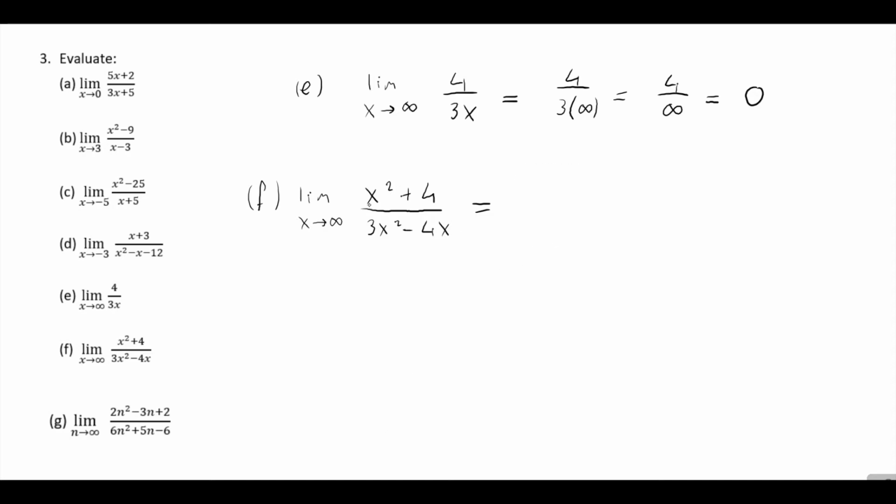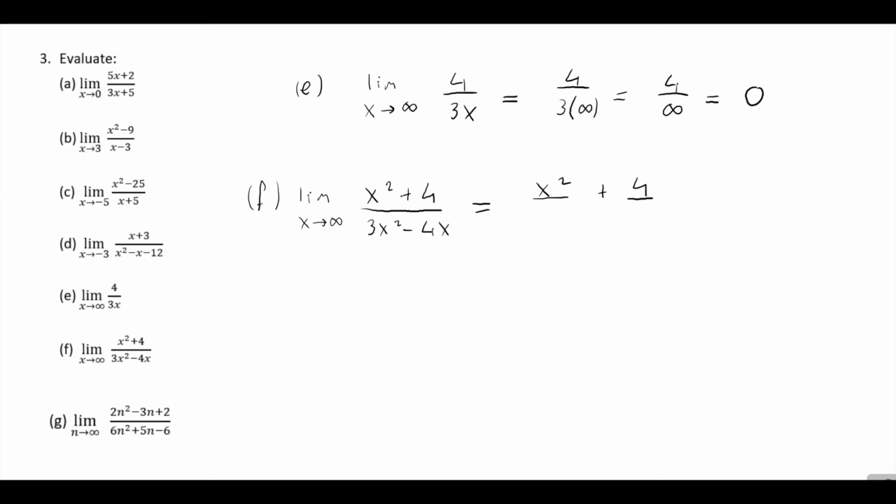So what we're going to do here, and it's always going to be the method when x tends to infinity and you've got powers, is pick the highest power and divide everything by it. So we'll write that out. We're going to get x squared plus 4.